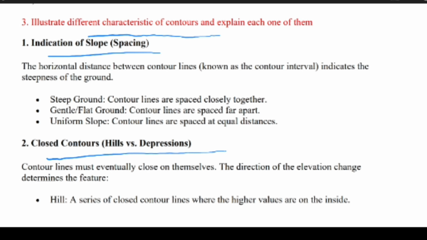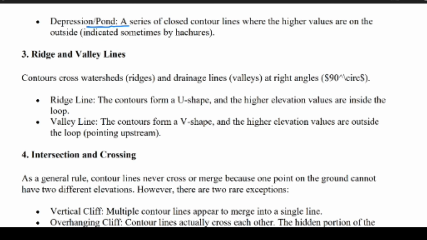You can write this, saying it is steep ground, gently uniform ground. You write down how a hilly area and a depression area look, and how the contours will look. Also the ridge and valley lines, how they will be, the shape of the ridge line, and the V shape of the valley line. Okay.